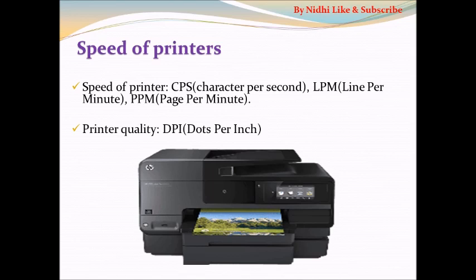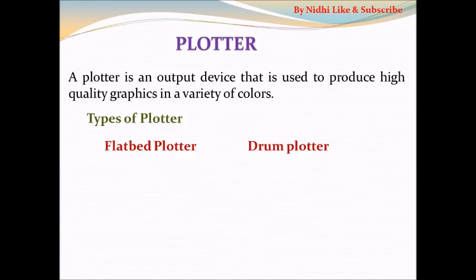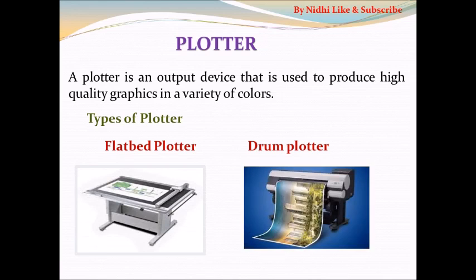Next output device is the plotter. Plotter is an output device that is used to produce high quality graphics in a variety of colors that are used for printing maps or architectural things, or you can say the design of a ship, aircraft, etc., that we need in high quality. So that can be produced with a plotter. Out of all the output devices, only the plotter will produce high quality graphics in a variety of colors, and after that we can consider 3D printers or laser printers.